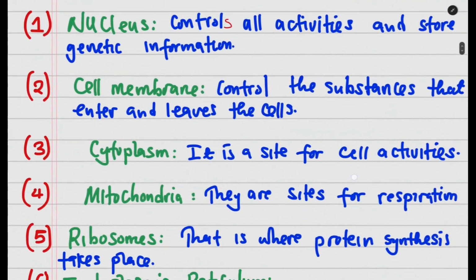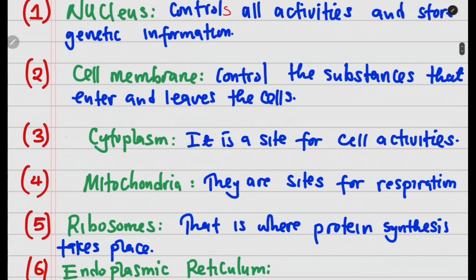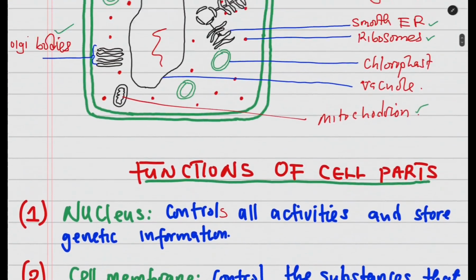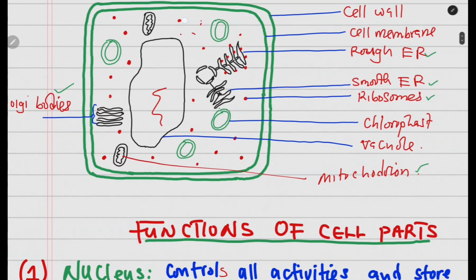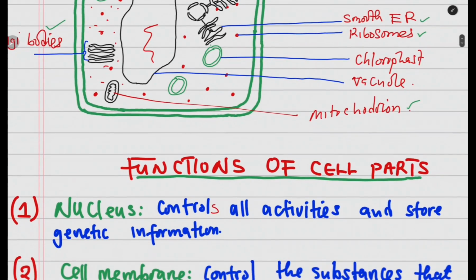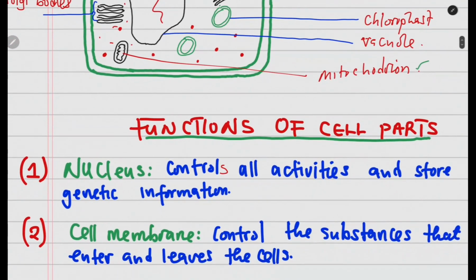All right, the other part that we can look at is the cytoplasm. The cytoplasm is a site for cell activities. So that is where the cell activities occur. As you know, the cytoplasm is the whole of this part, and it is jelly-like. That is where all cell activities take place, and it encompasses the cell organelles.